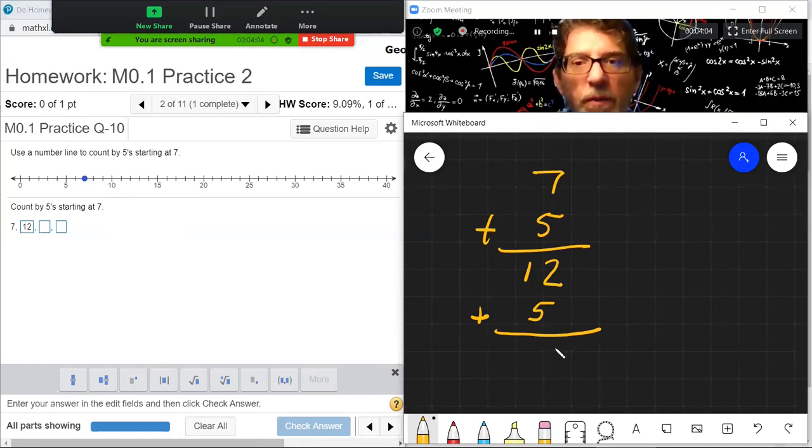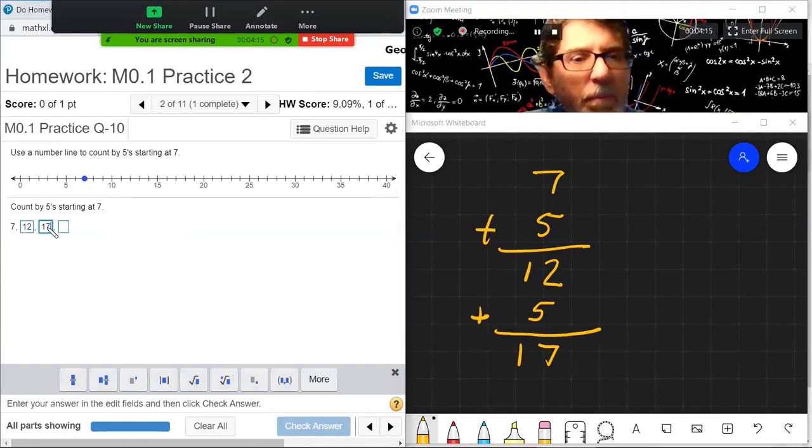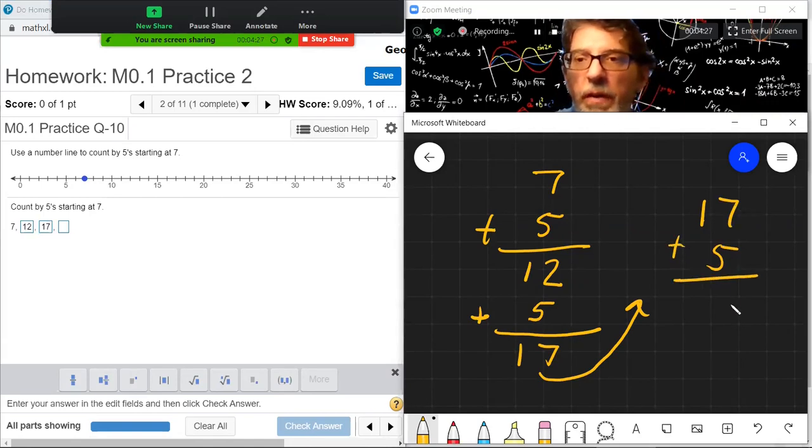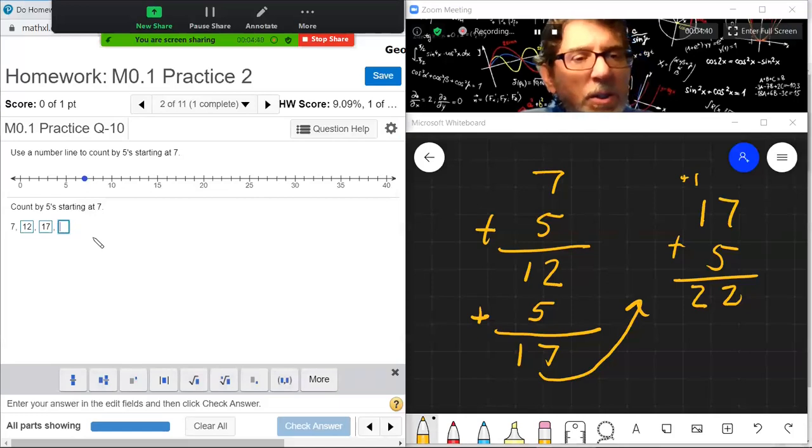So 2 plus 5 is 7. 1 plus 0 is still 1. So the second answer should be 17. And then finally, let's add 5 to the 17. And what will that give us? 7 and 5 is 12. Carry the 1. We'll add it next. 1 and 1 is 2. 22. So 22 is our last jump.